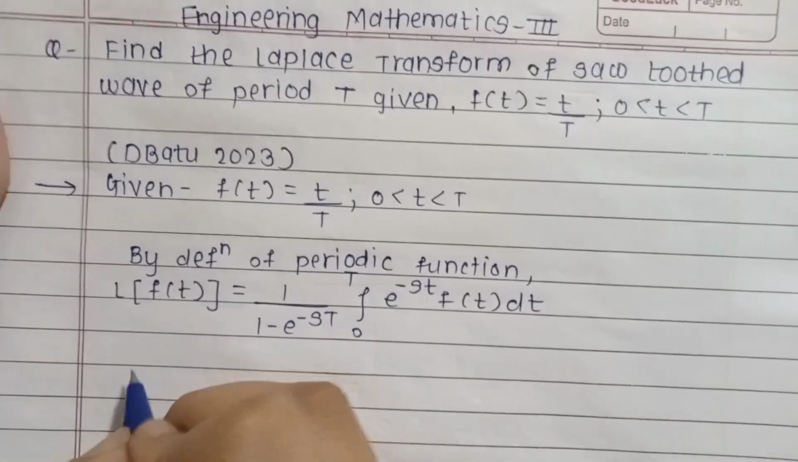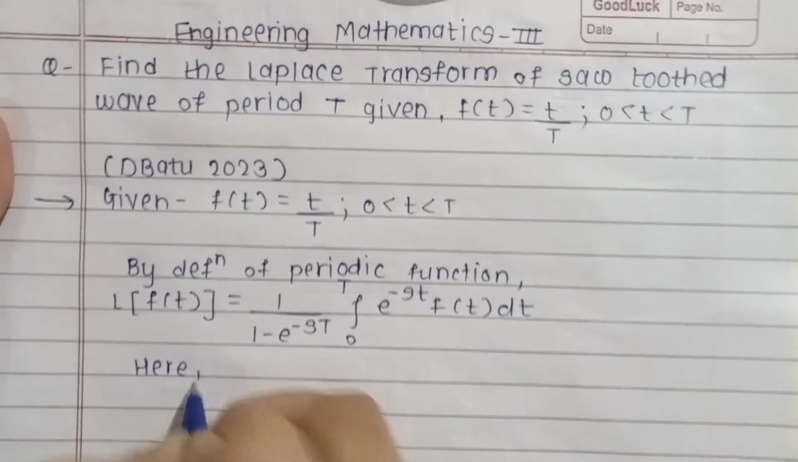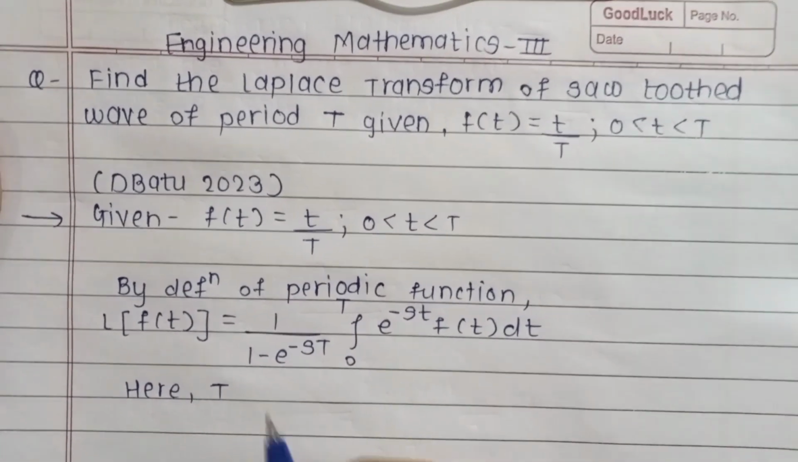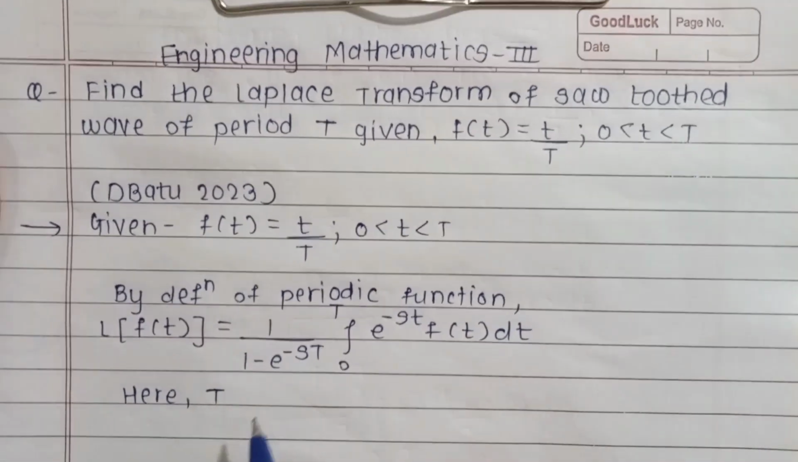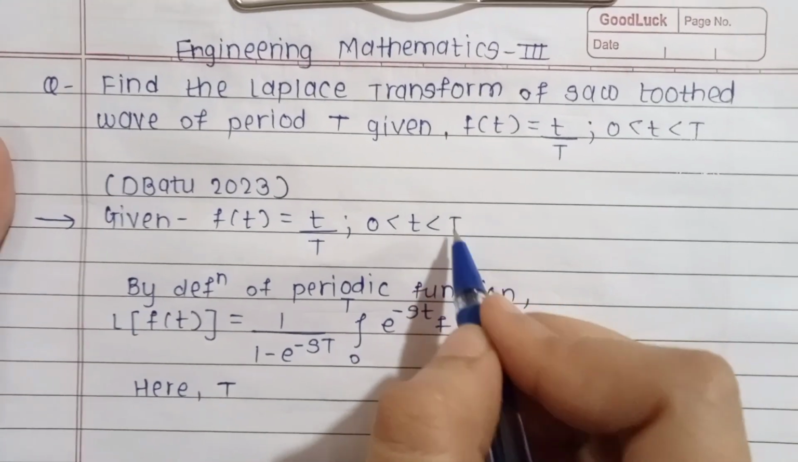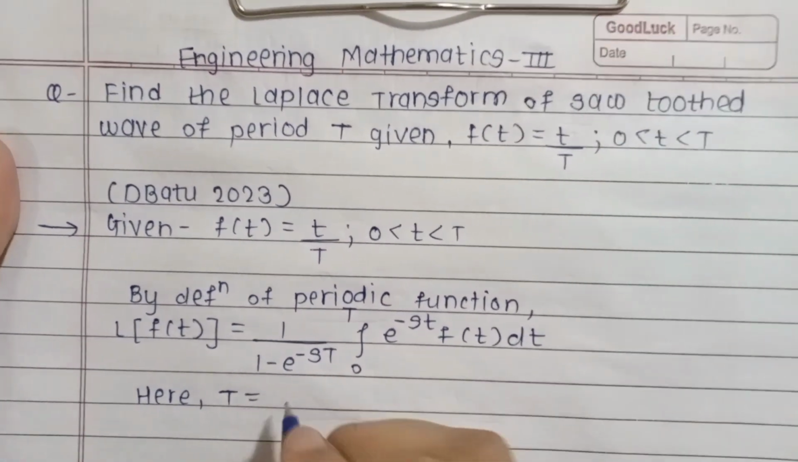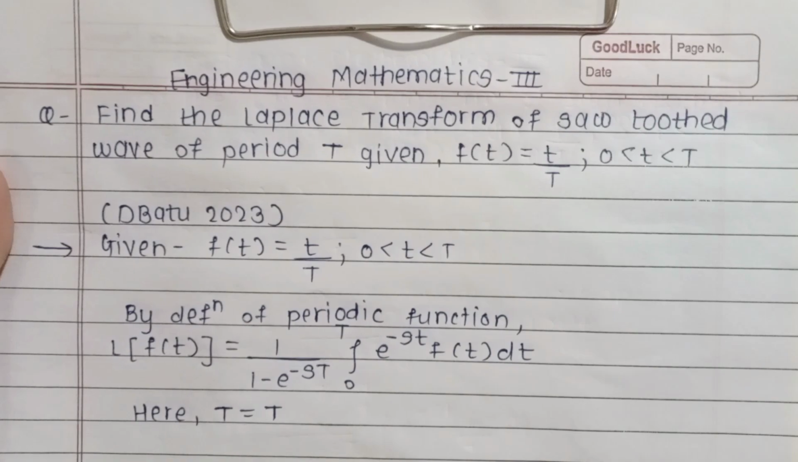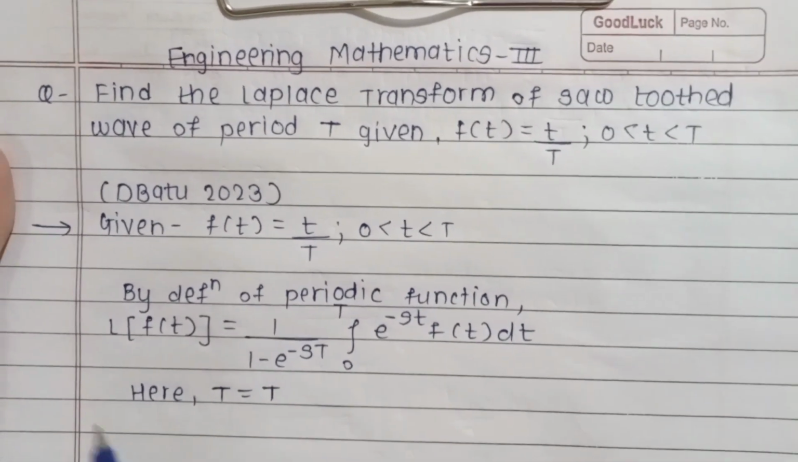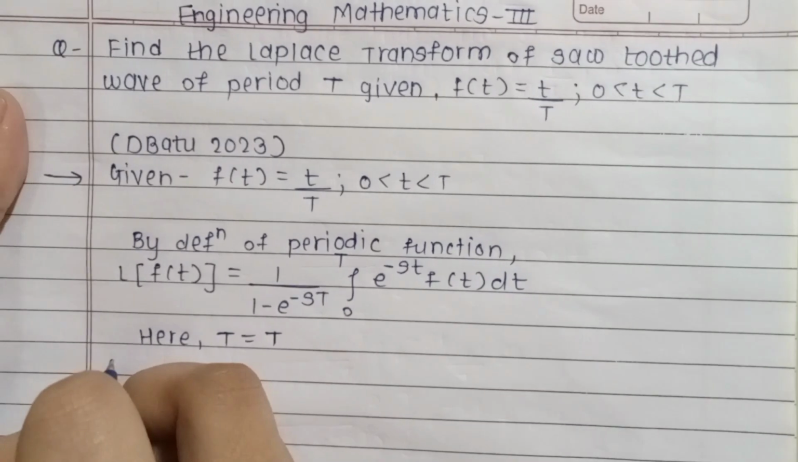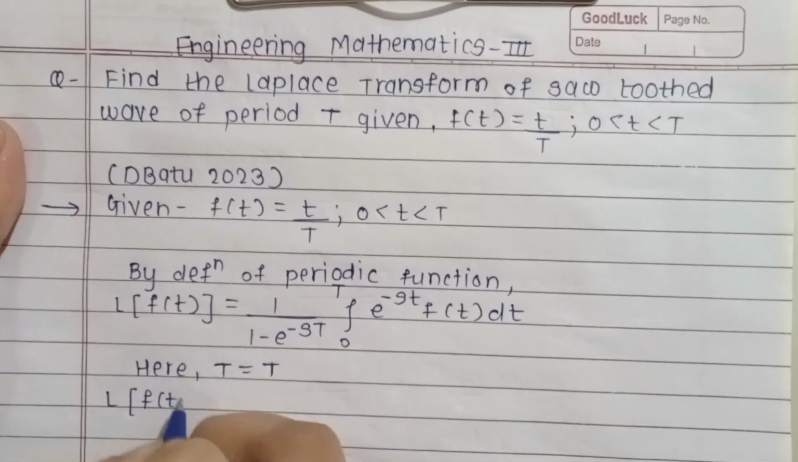Okay, so now first we have to find the value of capital T. In any type of these questions, the capital T's value is nothing but the upper limit. So here what is upper limit? Capital T. So value of capital T is capital T here itself. So now the next step is substituting this value in the above formula.